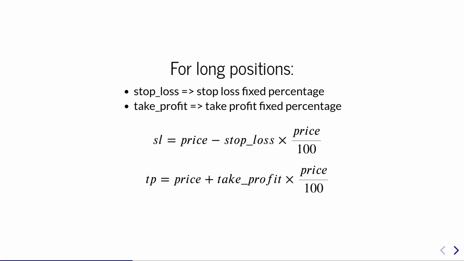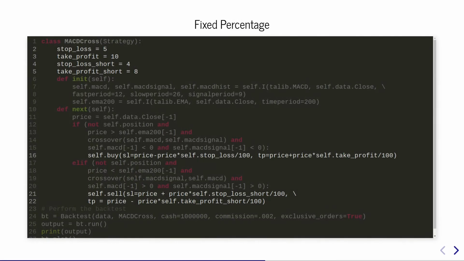Pay attention to the signs. Stop loss and take profit have different signs. For stop loss the sign is negative, whereas for take profit the sign is positive, because we are in a long position. For short positions the same variables and same relationships apply. Pay attention to the signs again. This time stop loss has a positive sign and take profit has a negative sign.